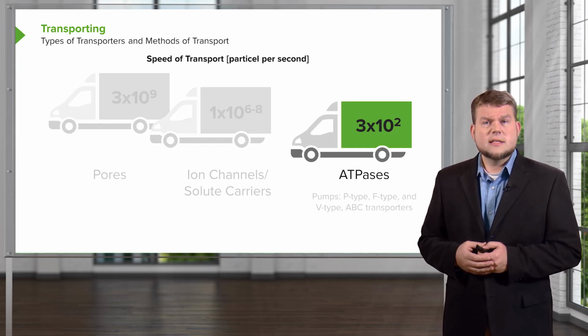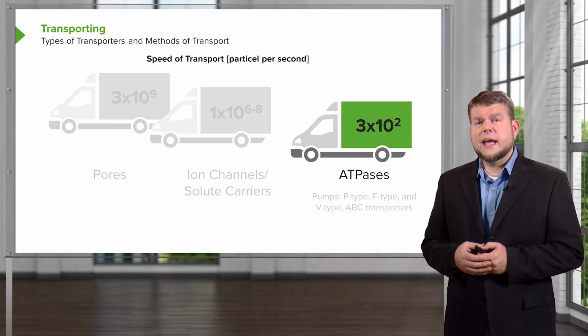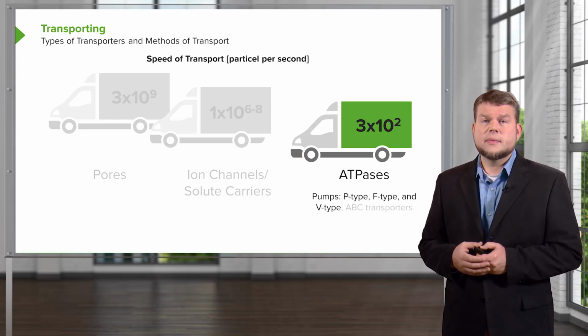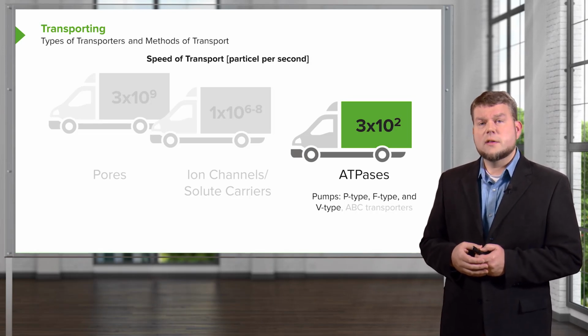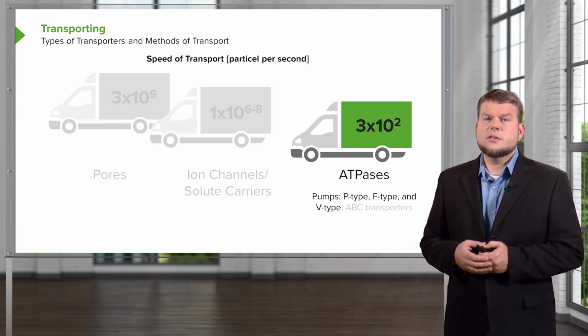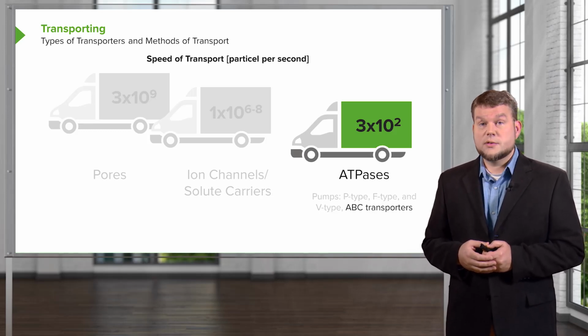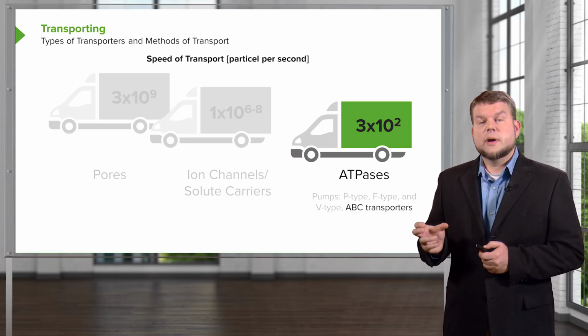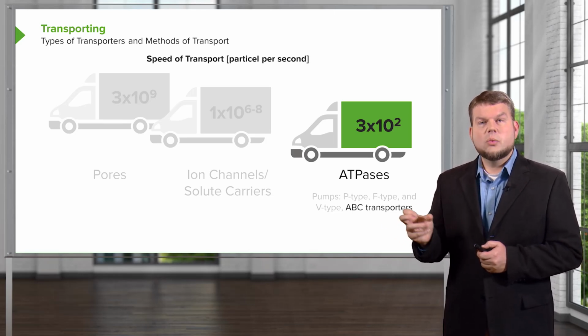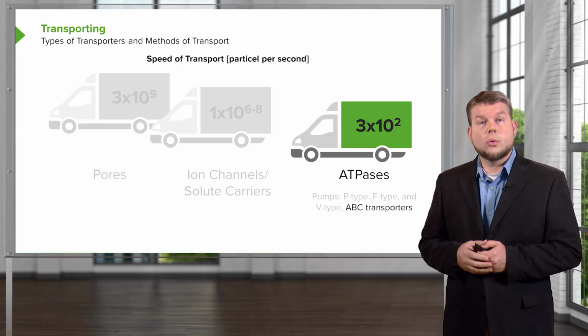So ATPases can be divided into two main categories. The first are pumps, and there are three different types of pumps, and we'll spend the most time talking about the V-type pump. And the other type of ATPases are ABC transporters. And these particular transporters are very specialized, and we'll get to a few of them later on in the course.